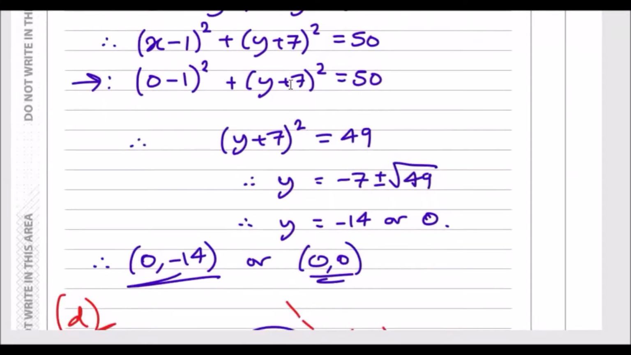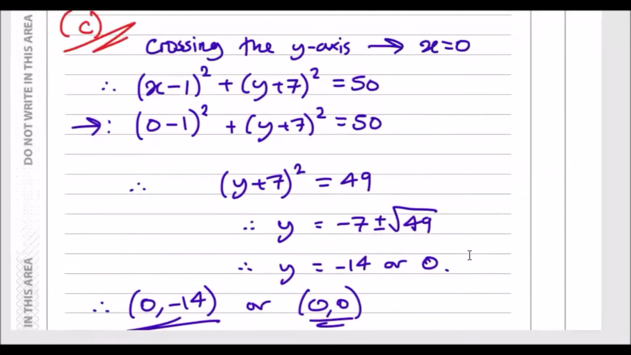Solving it, I used the circle equation formula. Square root this value, minus 7, and you should get y equals minus 14 or 0. So the coordinate pairs would be (0, -14) or (0, 0).